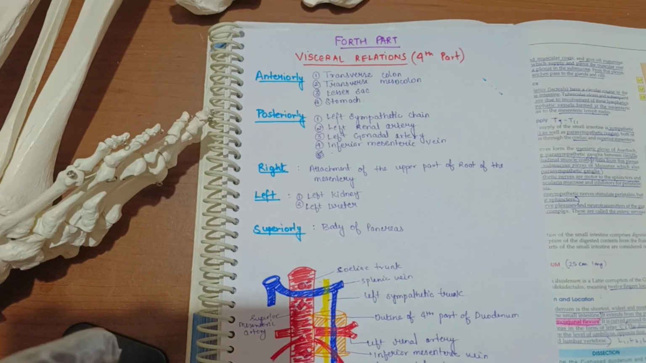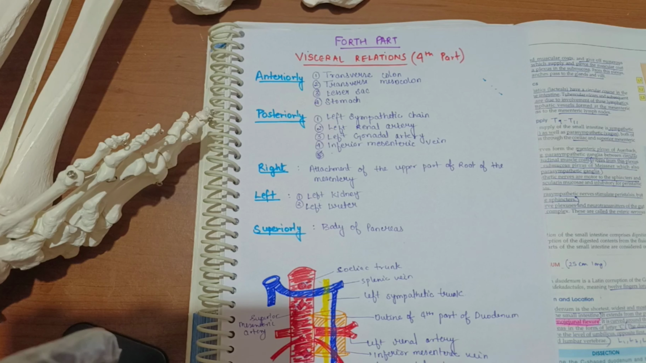Now we are going to discuss the fourth part of the duodenum. In the fourth part, we have to remember all the relations. It has anterior relation, posterior relation, right relation and left relation, and also the superior relation. Anteriorly, the fourth part of the duodenum is related to the transverse colon and transverse mesocolon, lesser sac, and stomach. So these are the four anterior relations of the fourth part.